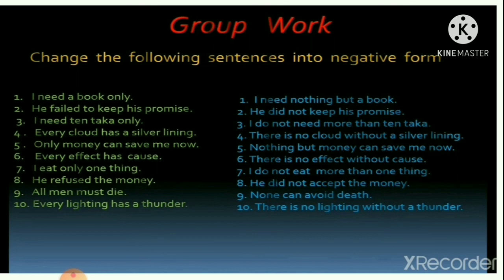And all men must die. Negative will be, none can avoid death. And tenth answer. Every lightning has a thunder. There is no lightning without a thunder.